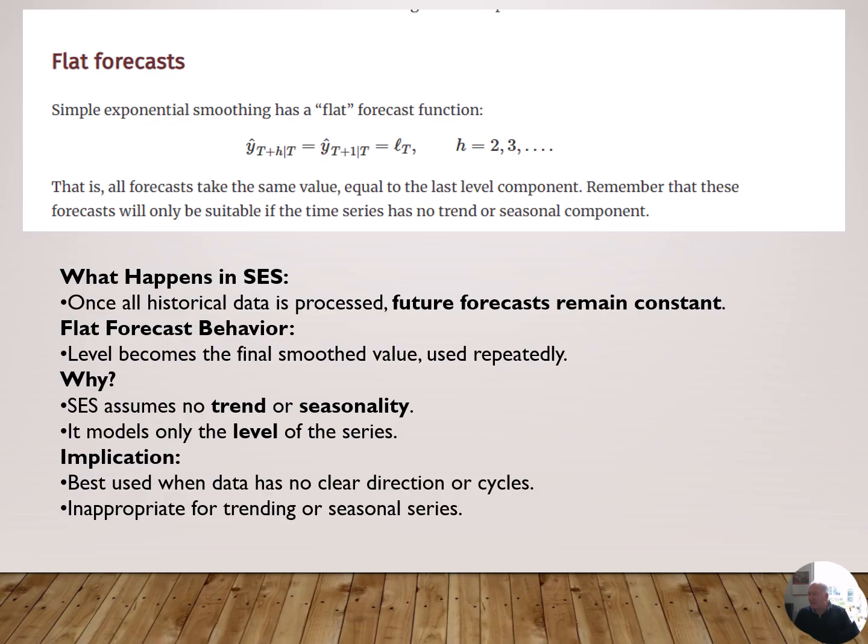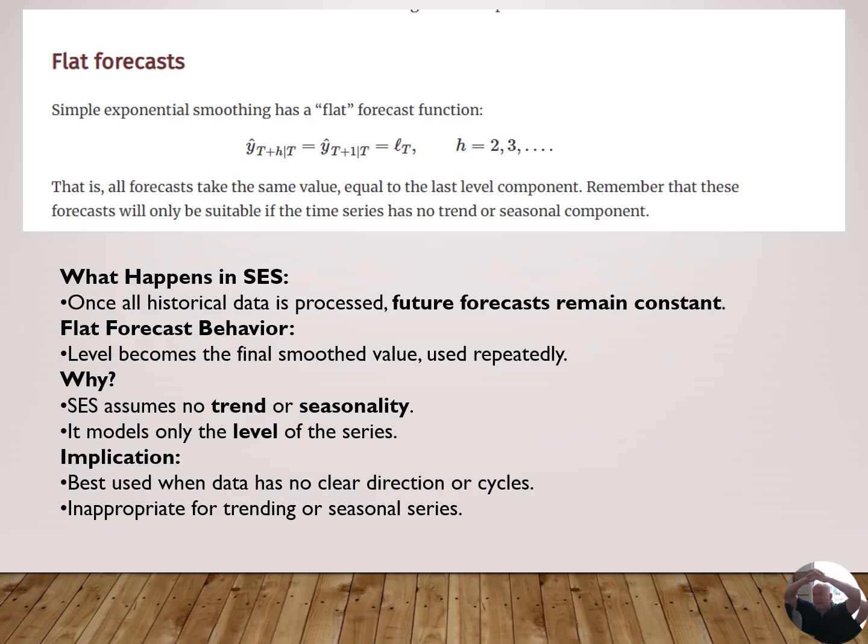If we look at flat forecasts, simple exponential smoothing has a flat forecast function if we set our next value equal to L_t. That is, all the forecasts are going to take the same value, equal to the last level component. And remember, these forecasts are only suitable for time series with no trend and no seasonal component.